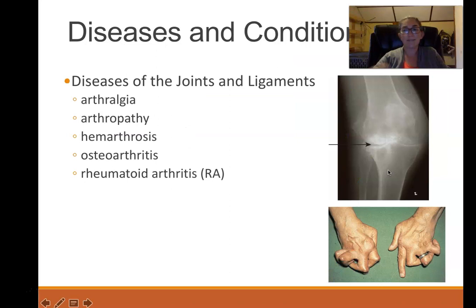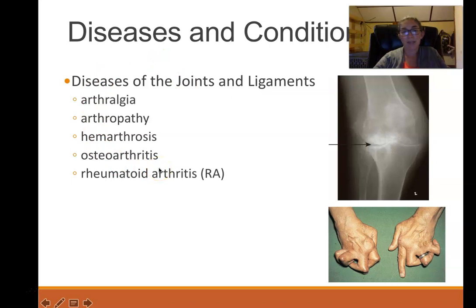Conditions of the joints. Arthralgia is joint pain. Arthritis is joint inflammation. They usually go hand in hand. Arthritis is usually painful, causes arthralgia, but they don't always go hand in hand. Osteoarthritis would be inflammation of both the joint and the bone in that joint. So you can see that in this image here. Arthropathy is just a general term for any disease of the joint. So all of these would be different types of arthropathies.